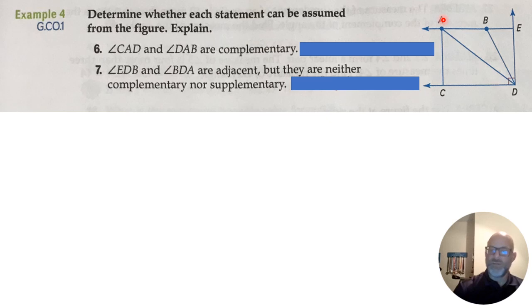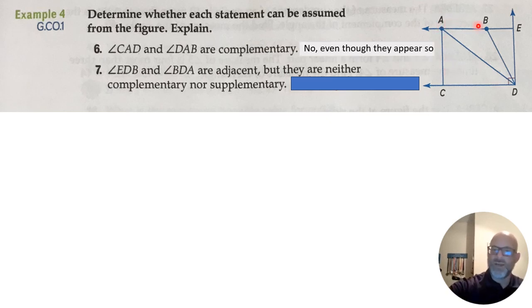But no, they may appear to be a right angle, but you don't know that this is a right angle. You know this is a right angle. Why? Because of the universal symbol for right angle. But you don't know this is a right angle. This thing could be off by even a degree or two. So you cannot make that assumption.